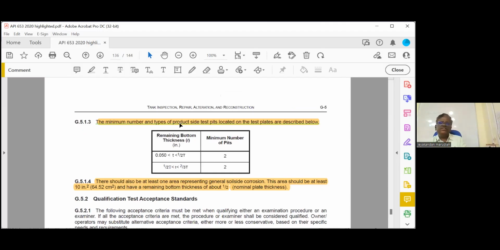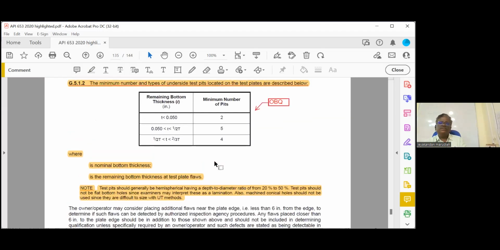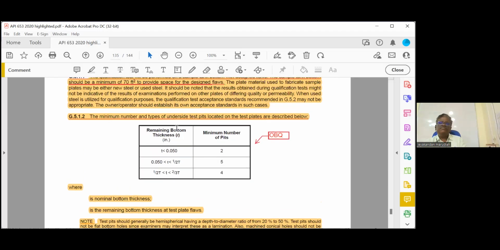Top side, this is the product side, there should be at least 2 pits. This is the minimum number of pits. You can have more than this for testing. And on the bottom side, meaning the underside, whatever the thickness, we should have pits based on the thickness. If the actual bottom thickness is less than 0.05 inch, the testing plate should have at least 2 pits.